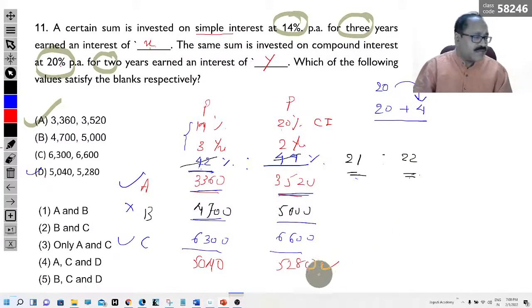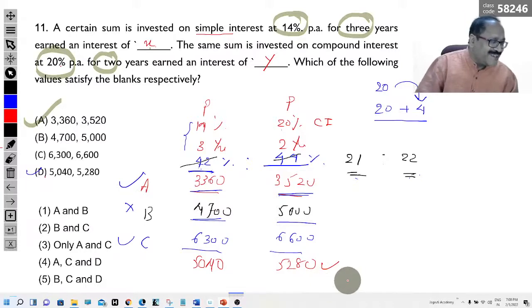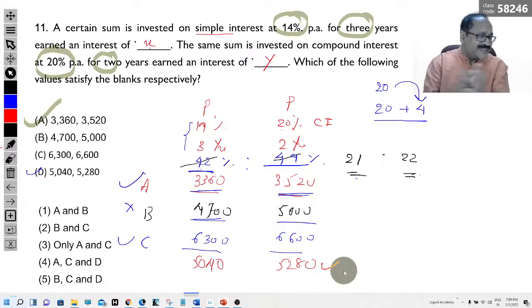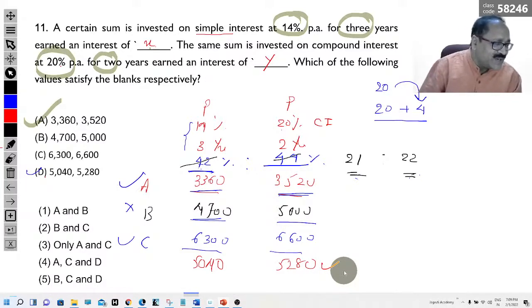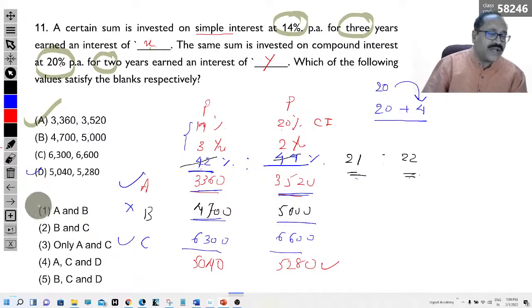This also satisfies. Areva, Anusha has joined. That's good. That's good, Akanksha. One of the options is C.